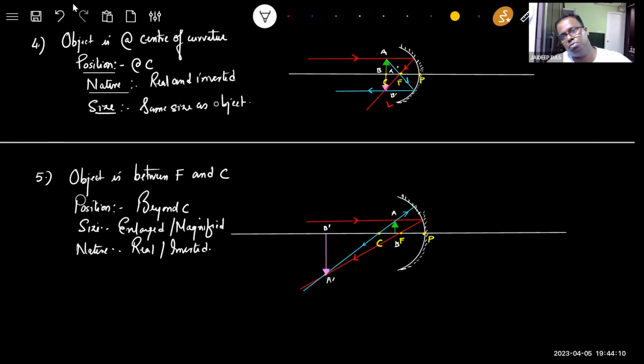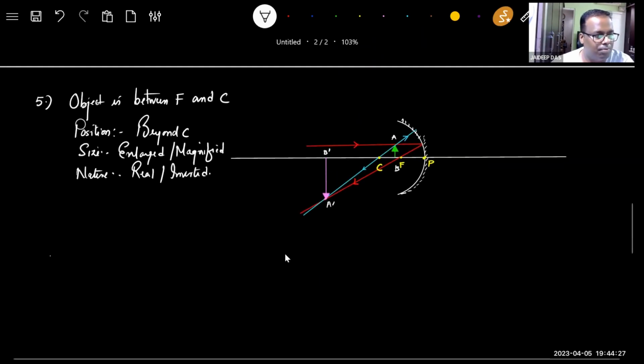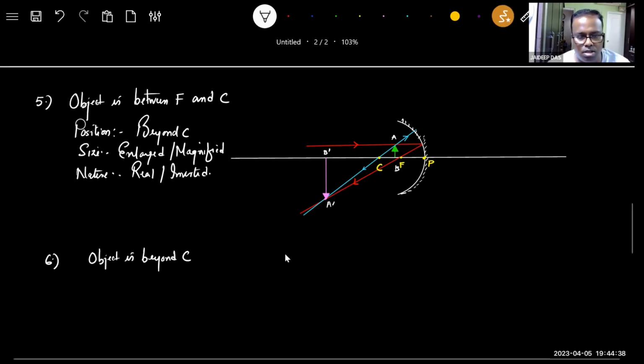So where will our object be? Object will be beyond C. Image कहाँ form होगा? Between C and F. कैसा होगा? Real. Smaller in size. Inverted. Just इसका opposite करना है. Let's do just the opposite of this. Number 6. Object is beyond C. So let us make the mirror.